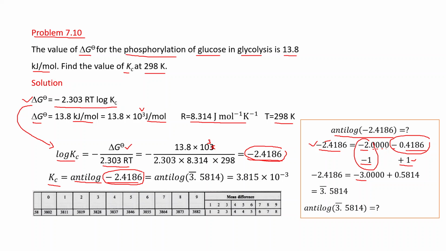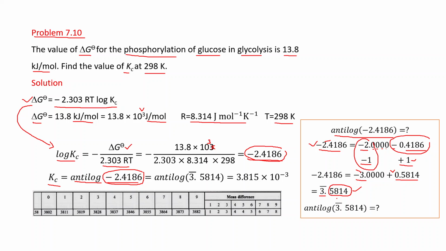This is 1 and this is minus 0.4186. When we add, we will get 0.5814, and this is a positive number. Clear? And this is negative, and this negative is written as bar. This is 3 bar. Bar means this is minus 3. Again remember, this 0.5814 is positive. So we will look up this number in the anti-log table.